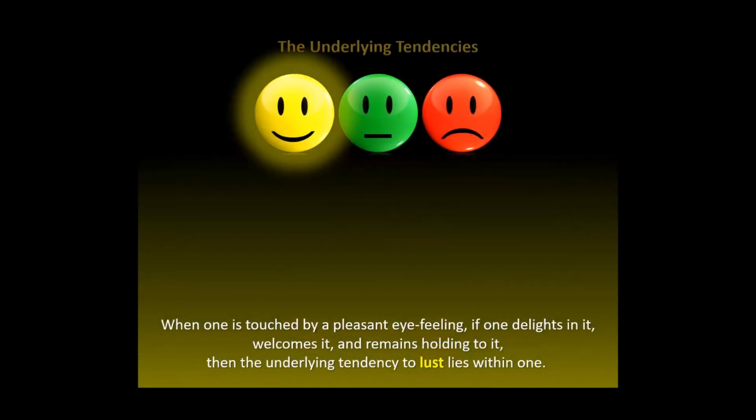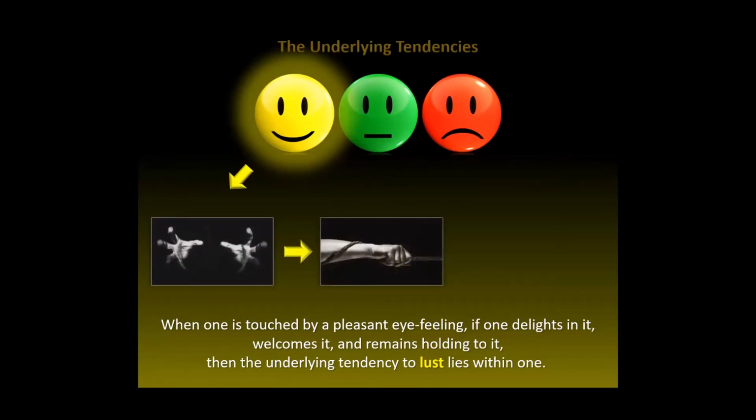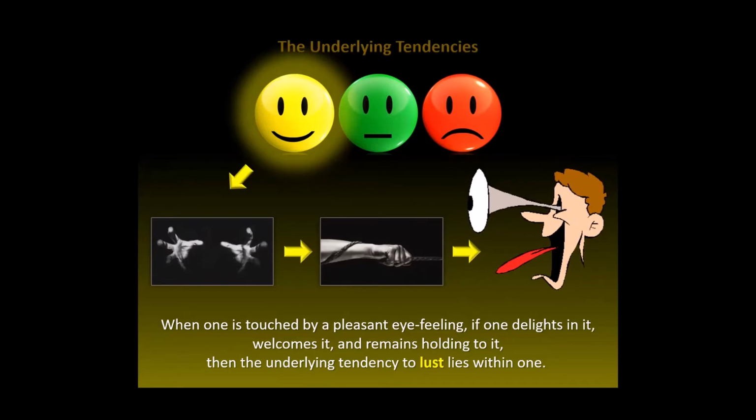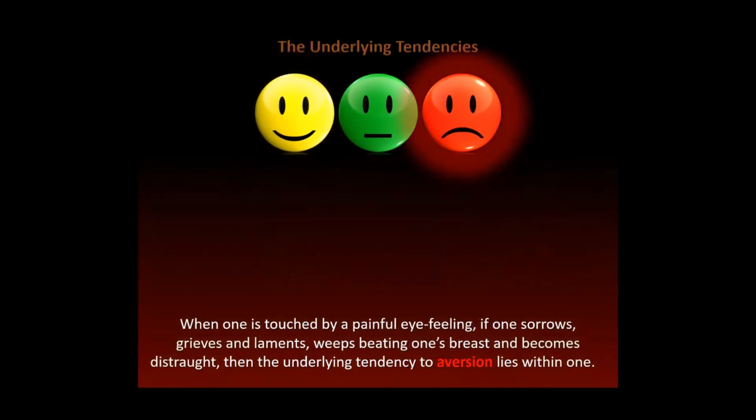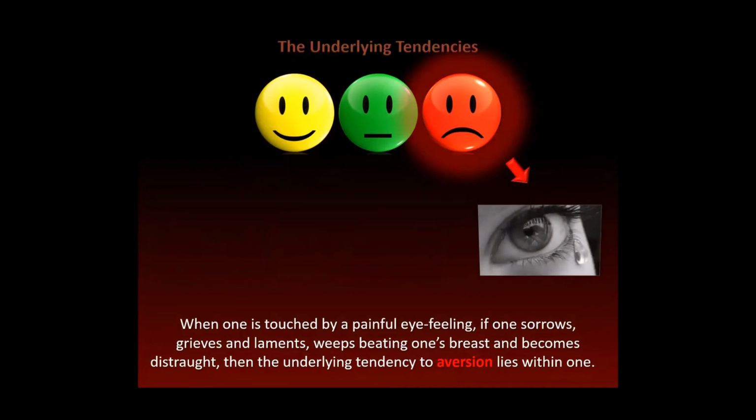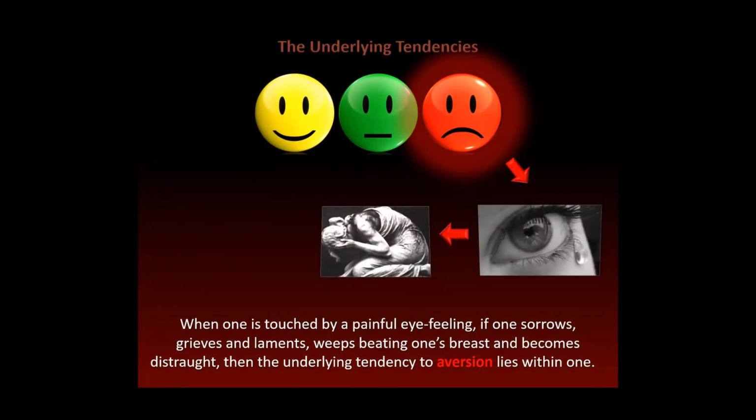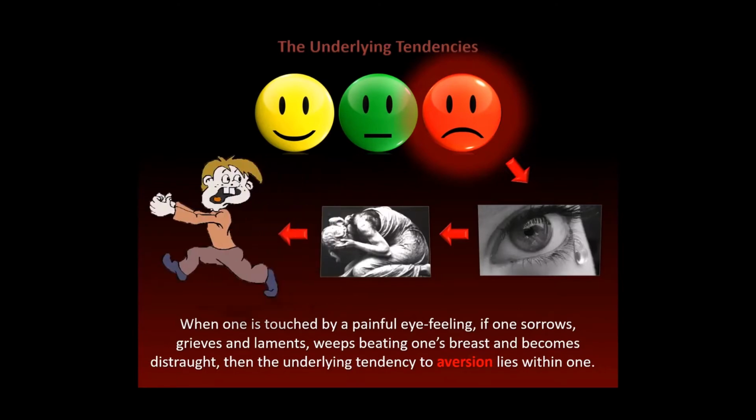When one is touched by a pleasant eye feeling, if one delights in it, welcomes it, and remains holding to it, then the underlying tendency to lust lies within one. When one is touched by a painful eye feeling, if one sorrows, grieves and laments, weeps, beating one's breast and becomes distraught, then the underlying tendency to aversion lies within one.